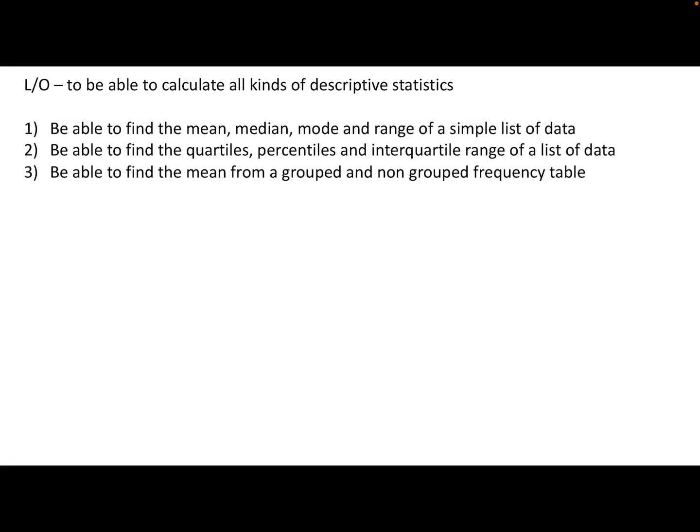Okay, so we need to be able to find the mean, median, mode, range of a simple list of data. That's pretty straightforward. We need to be able to find the quartiles, percentiles, and interquartile range of a list of data. And then this week we're going to look at how we find the mean, median, and mode from a non-group frequency table, but just the mean from a grouped frequency table. And next week it's going to be about finding other statistics from grouped frequency tables. Okay, so that's what we're doing.